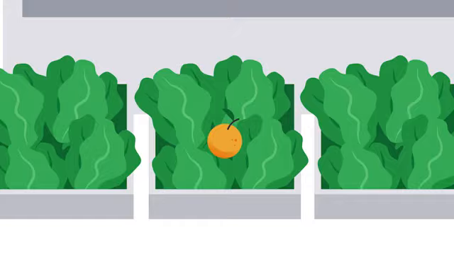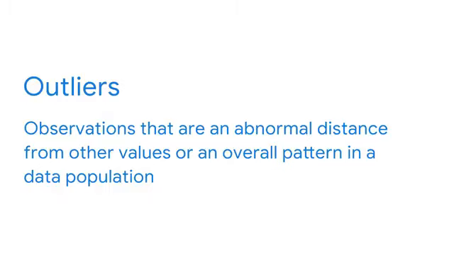Similar to visiting a busy market, when you encounter a data set that hasn't been cleaned, it can be really challenging. Data may at first seem structured, but it often can be hard to determine whether there are any data points that are measurably different from others. These extreme data observations, the ones that stand out from others, are known as outliers. Outliers are observations that are an abnormal distance from other values or an overall pattern in a data population.